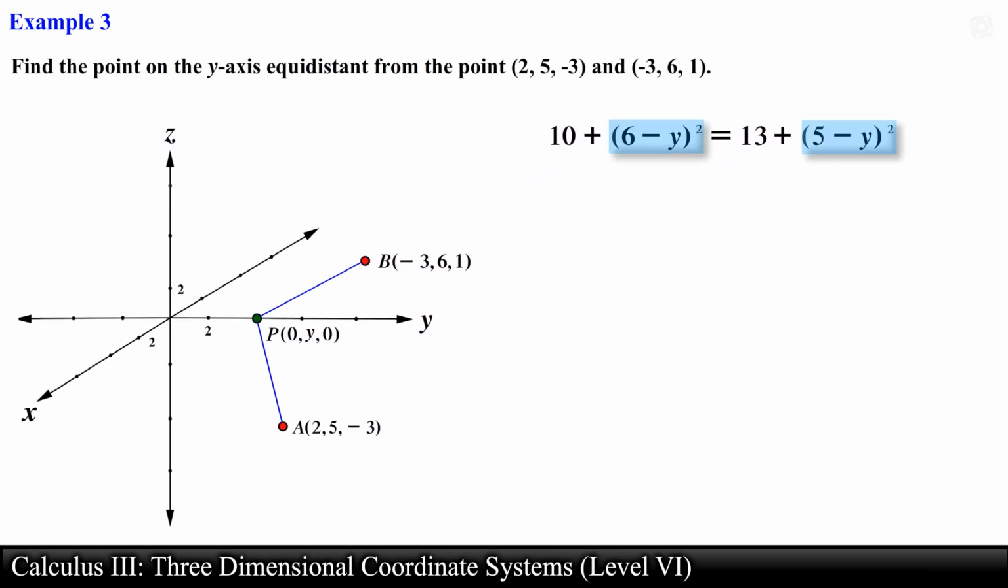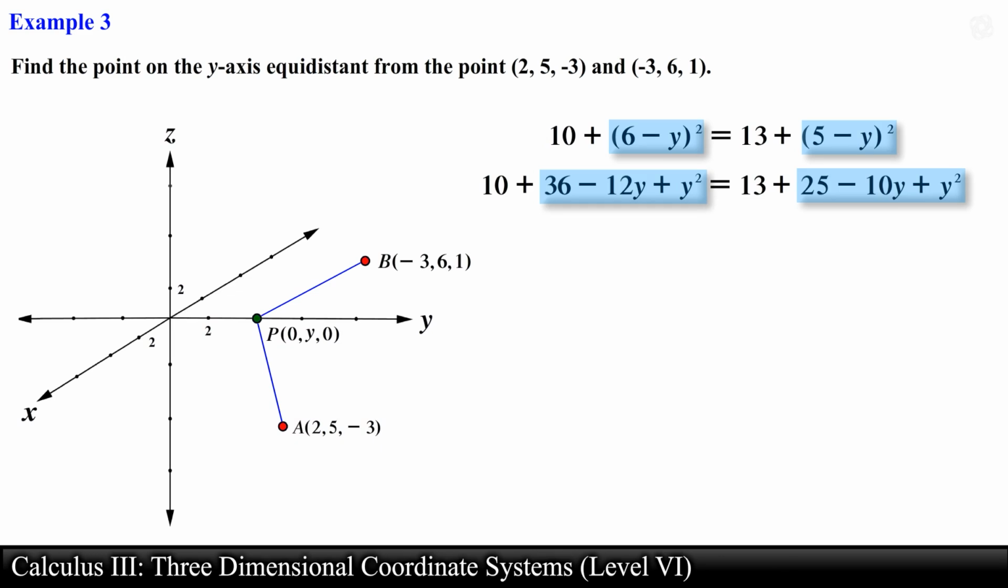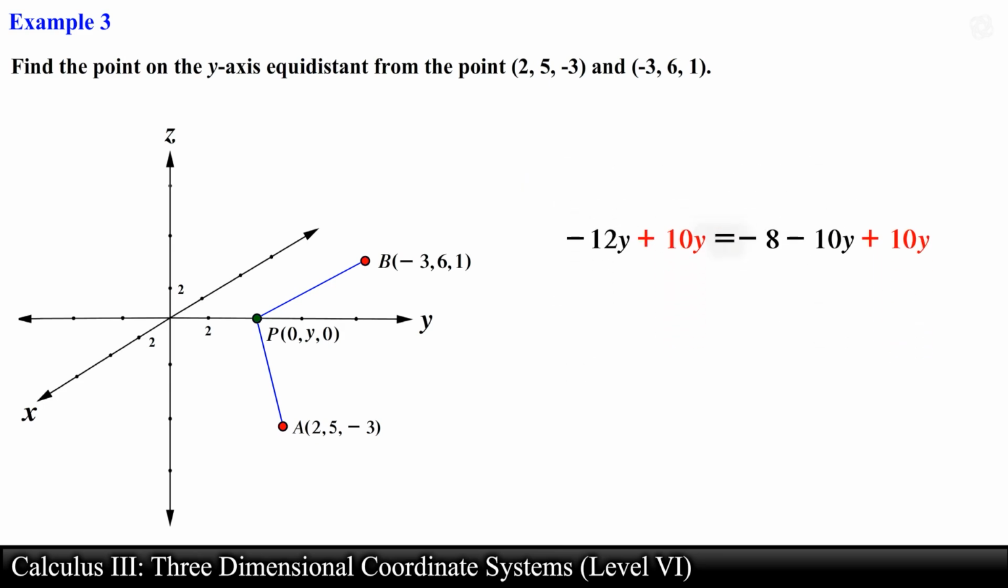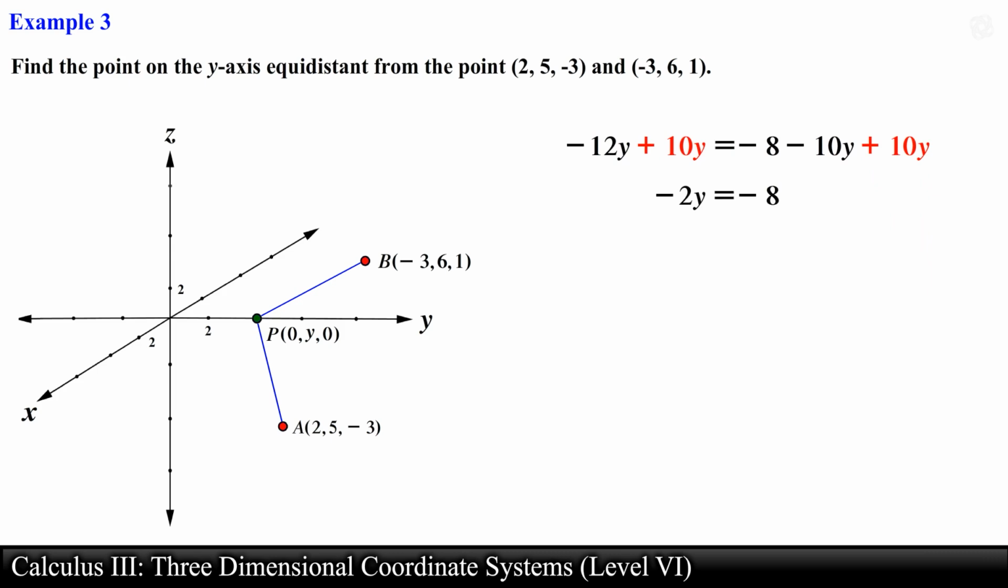Now let's go ahead and expand the binomial from each side of the equation. Doing that, we have the following. We can eliminate the y squared term by subtracting it from both sides. Next, it's just a matter of solving for y by collecting like terms and isolating the variable. Doing that, we have that y is equal to 4. So the point that is equidistant to both point A and point B that lies on the y-axis is a point with coordinates (0, 4, 0).